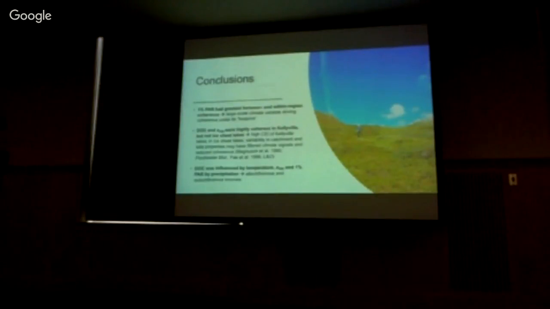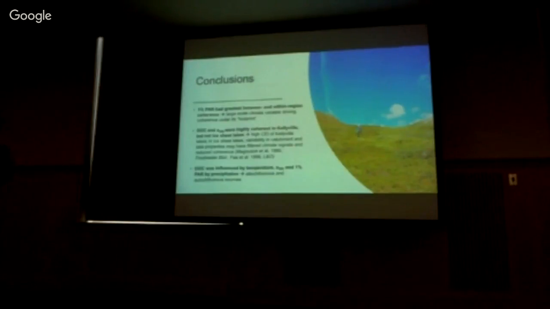So in conclusion, the main points that I'd like you to take away from this talk are that 1% PAR had the greatest between and within region coherence. So that indicates that there's this large-scale climatic footprint that's acting on the region and that's responsible for that coherence in PAR. Next, DOC and A380 were highly coherent in Kellyville, but not in the ice sheet lakes. This could be because Kellyville lakes had this really high climate exposure index, so they were all acting coherently together, where we didn't see that in the ice sheet.